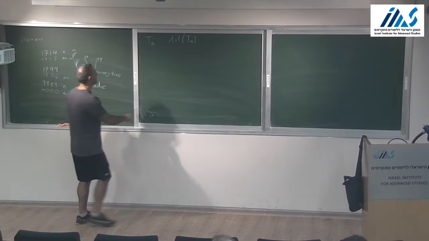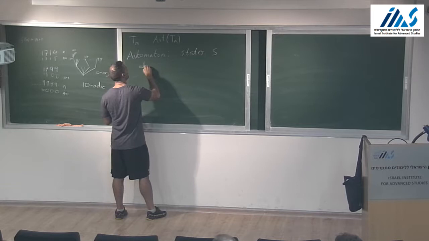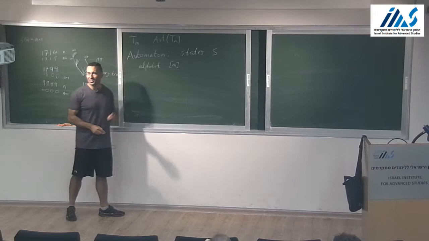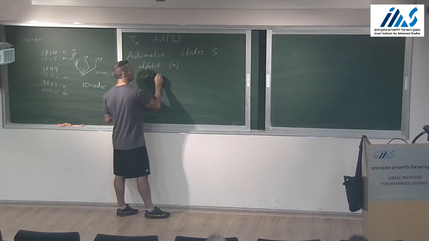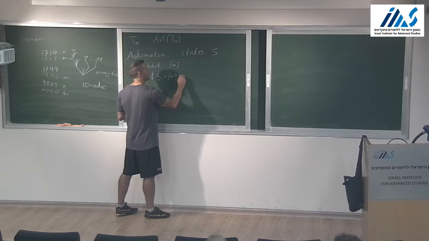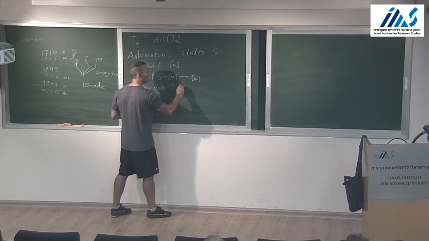So the automaton, you have some states, S, and you have some alphabet, which let's say is the m possible digits. And now you have one function, which is the output, a function from S times m to the alphabet. And you have the new state, which gives you the new state as a state.